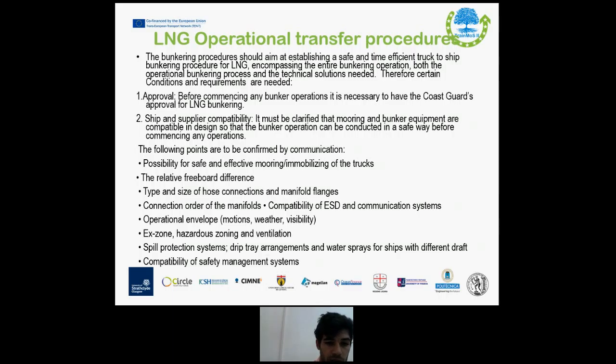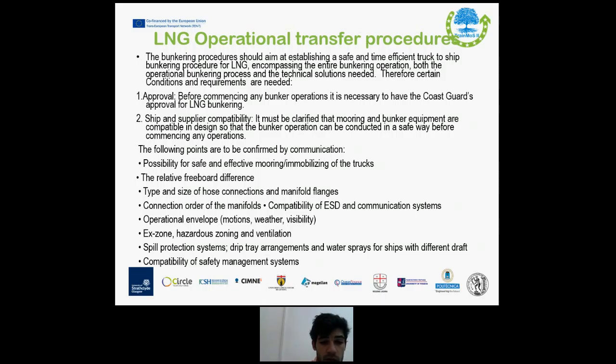First of all, the approval. Before commencing any bunker operations, it is necessary to have the Coast Guard's approval for LNG bunkering, while secondly, there should be ship and supplier compatibility. In other words, it must be clarified that mooring and bunker equipment are compatible in design so that the bunker operation can be conducted in a safe way before commencing any operation.